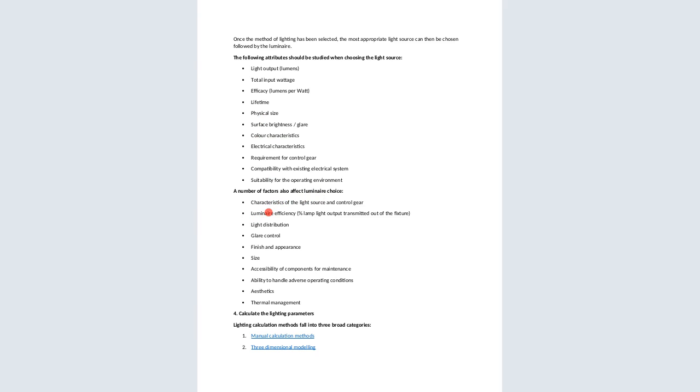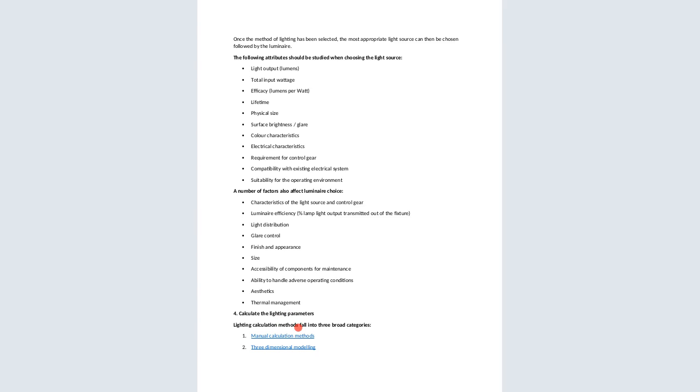So characteristics of the light source and control gear. And then we have the luminaire efficiency, that is the percentage of lamp light output transmitted out of the fixture, and then we have the light distribution, the glare control, the finish and appearance, and then the size. We have also to consider the availability of components for maintenance. Meaning, if I'm choosing a light like a chandelier, I ask myself, if maybe the light fails, will I be able to access components that will assist me in maintenance? We also have the acoustics, we have the thermal management. These are some of the things that have to be put into consideration.